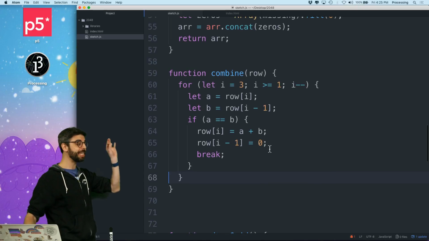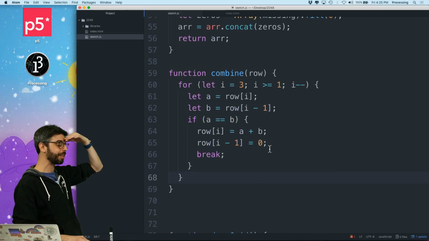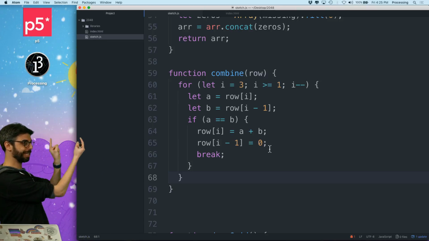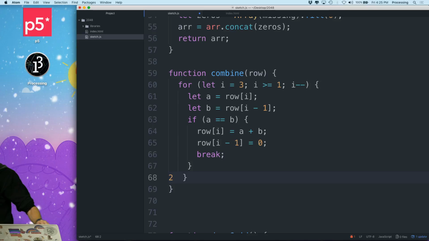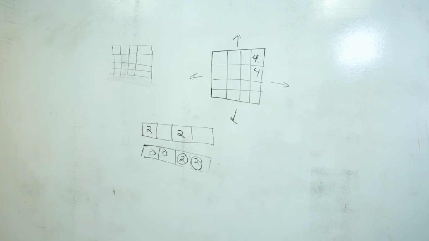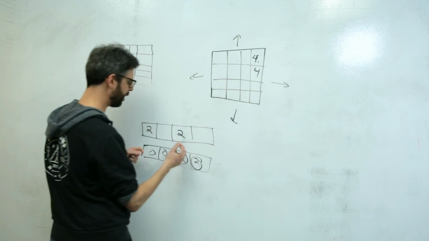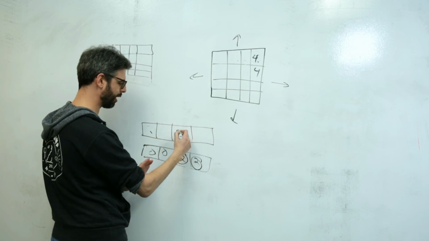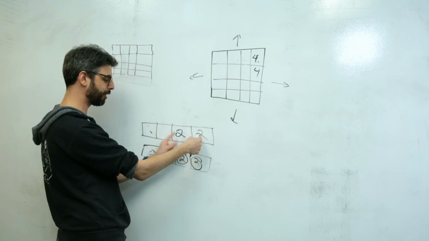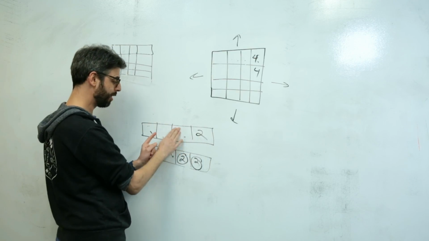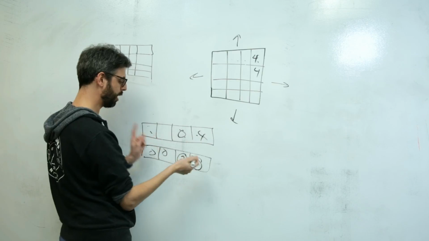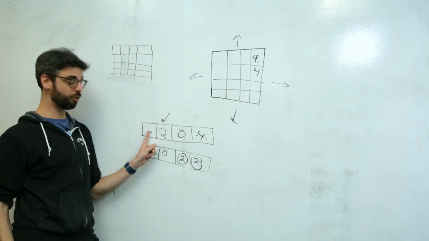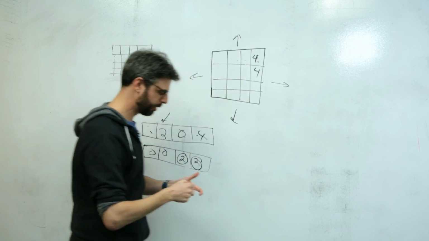Again, I'm going to need to do more, but there's probably a way for me to write this shorter. I'm just going to go from the back and check the last two. I've already slid everything. So if it's like this, I'm going to check this one versus this one. If they're the same, this becomes 0 and this becomes 4. Now, if this were here, I still have to do more. I've got to slide again.